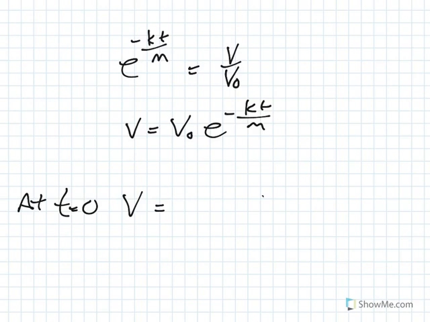So yeah, if I put a 0 here, times 0, well, that means it's e to the minus 0, which is 1. And v naught times 1 is v naught, so that works out nicely.